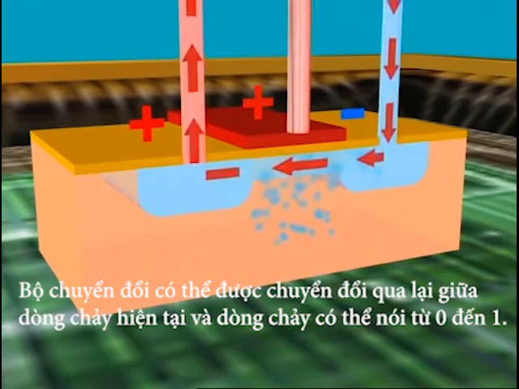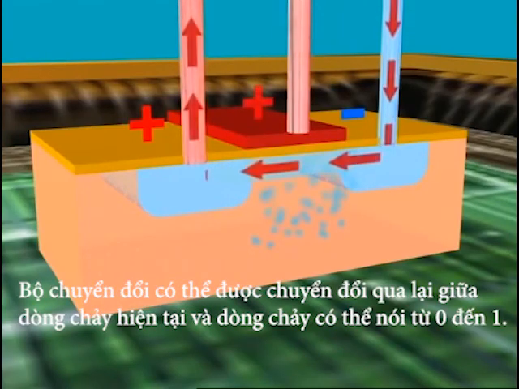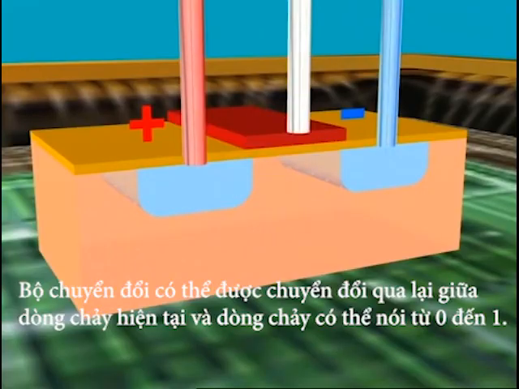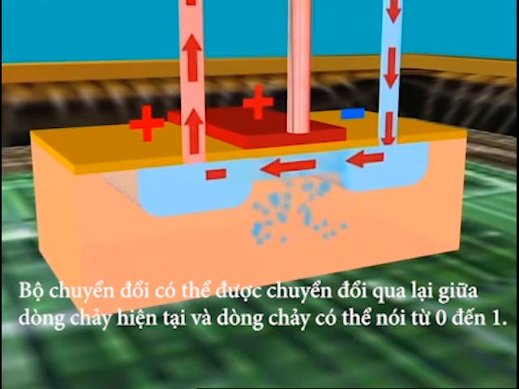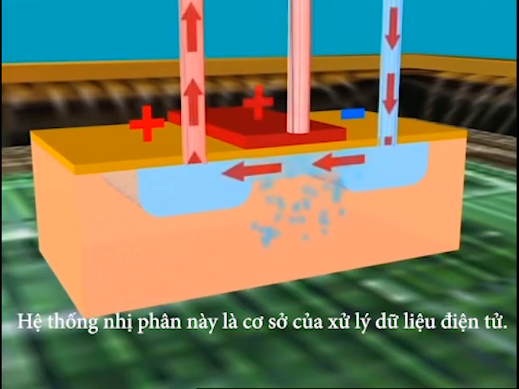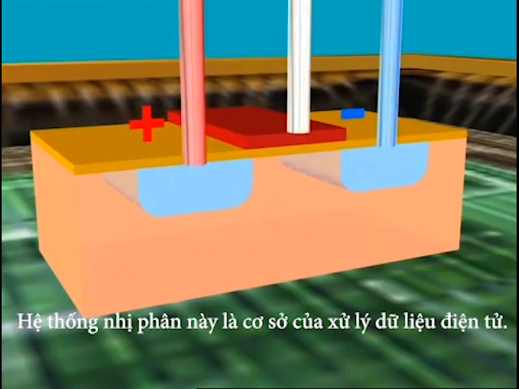The transistor can be switched back and forth between current off and current flow, that is to say, between 0 and 1. This binary system is the basis of electronic data processing.